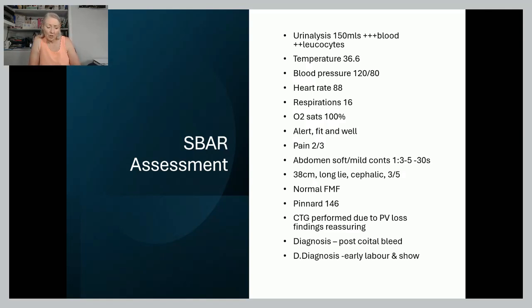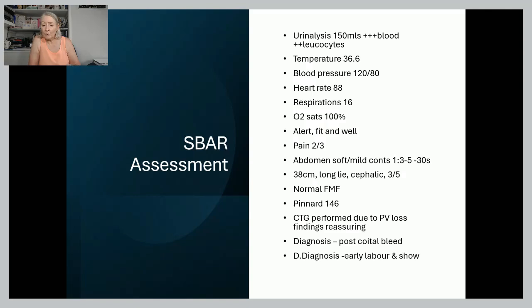Okay, so initially, in this particular scenario, your scenario stated right at the beginning that she'd already had urinalysis and a CTG carried out, but they were still done. So you're going to count them in this assessment bit. So urinalysis and the results are there. Her maternal observations with the results there.